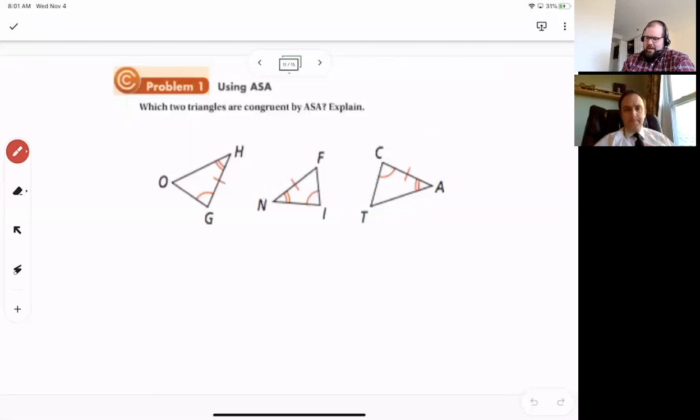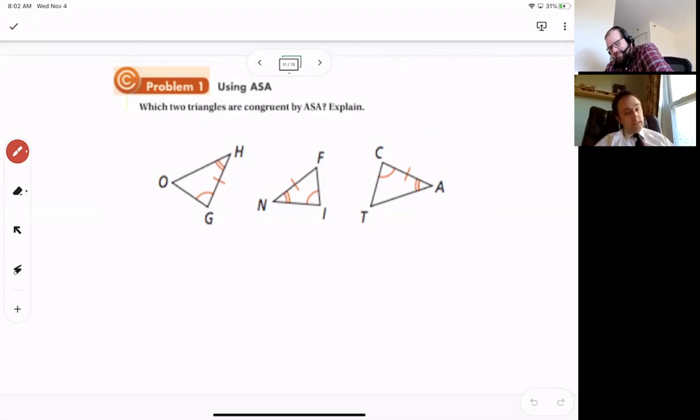Let's take a look. I have an issue with this problem. I think Mr. Butterworth knows the issue I have with this problem. Oh no, I don't. Never mind. I misread this problem. I thought it was asking us which ones we could talk about with ASA, but it's asking specifically about these three triangles. Cool, we're good. I have an issue with how they're lettered, but we'll get there later.